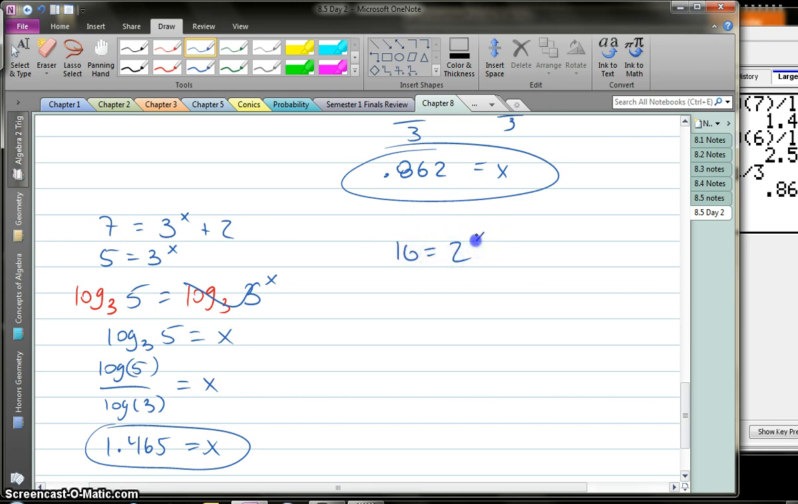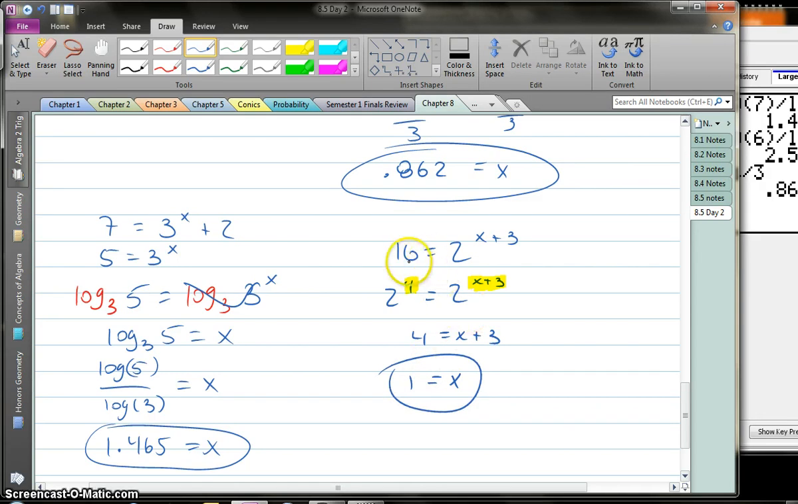16 equals 2 raised to the x plus 3. Now, you could log base 2 each side, but there's a little shortcut here if you recognize it. We have a base 2, so can I write 16 as a base of 2? Sure can. 2 to the 4th. So now, if you recognize these two are equal at the same bases, therefore my exponents must be equal. 4 equals x plus 3. Subtract 3, so x is 1.